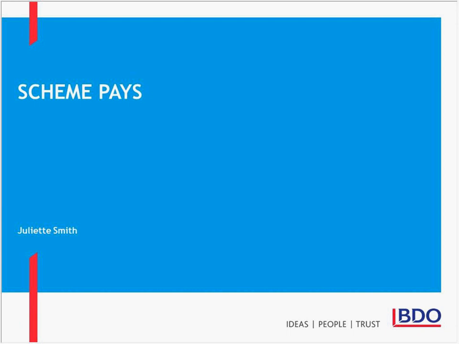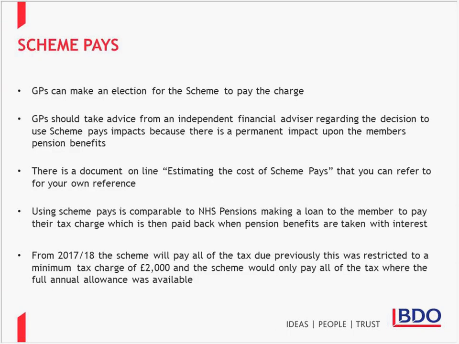So 5 slides on scheme pays. Where you have a tax charge because you've got excess growth, you can make a tax payment personally, or you elect for the scheme to pay the tax charge.